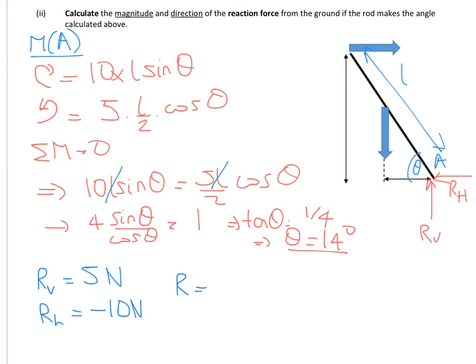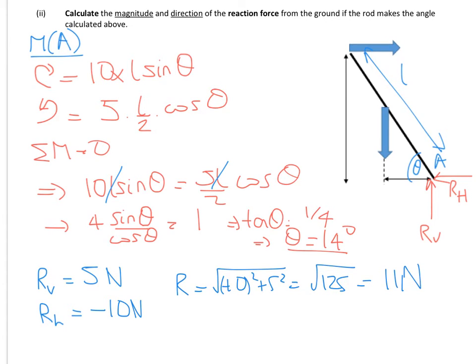So R is going to be the square root of minus 10 all squared plus 5 squared, which is a root 125, which is going to come out at 11 newtons.